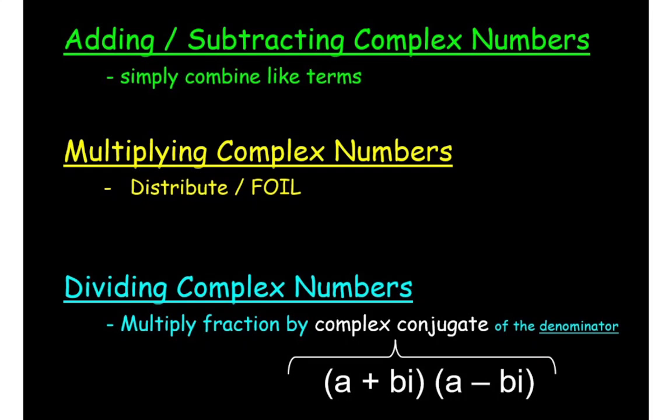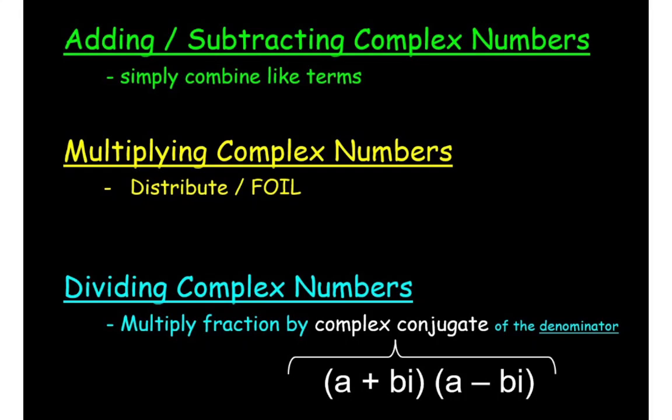Next, we're going to divide complex numbers. Now, to be honest with you, dividing is a little more complicated simply because now we're going to be talking about fractions. When you have a fraction, you're going to end up having to multiply by what's called the complex conjugate.